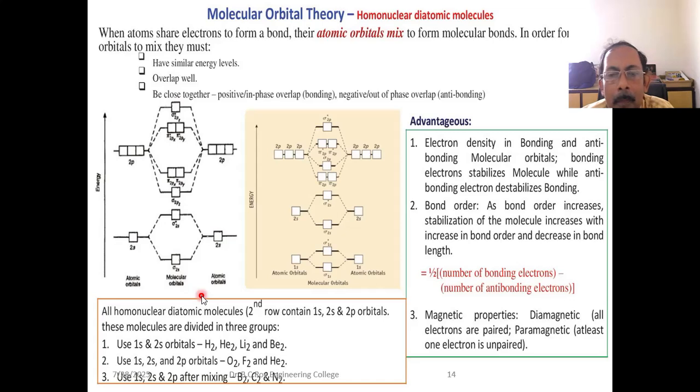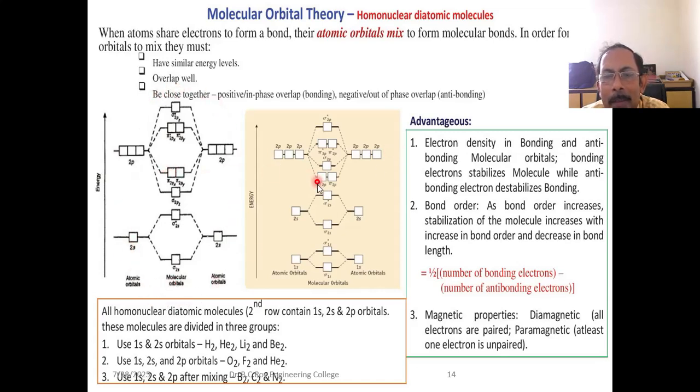If I take boron, carbon, nitrogen, we can find the structure that is on the right hand side, whereas if I take oxygen or fluorine, that means atomic number 8 or atomic number 9, the energy diagram that will be followed is the left one.